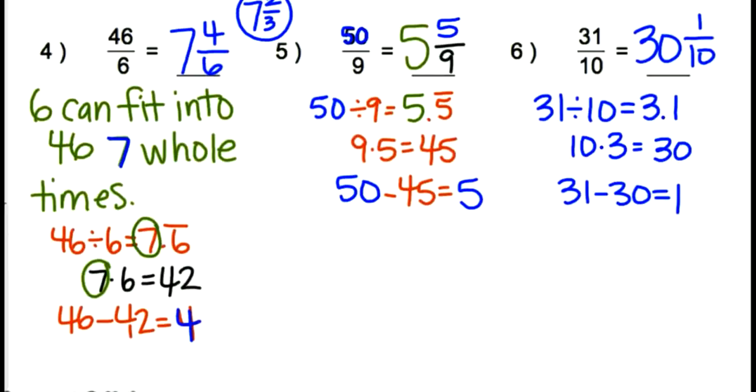Number 4 should be 7 4/6, or if you reduce it, 7 2/3. Number 5 is 5 5/9, and 6 is 30 1/10.